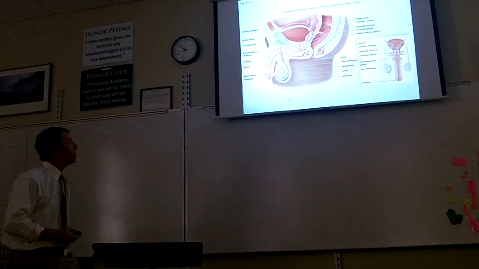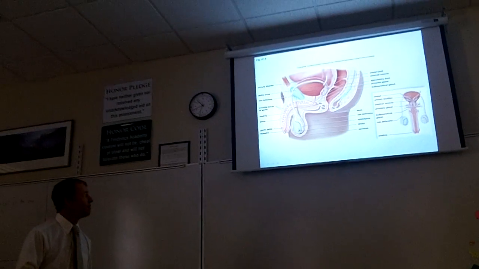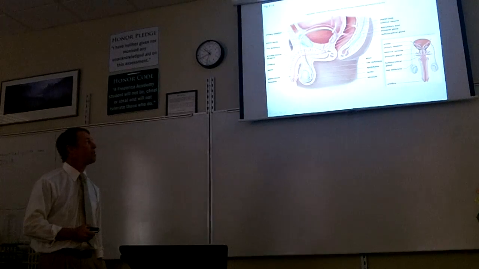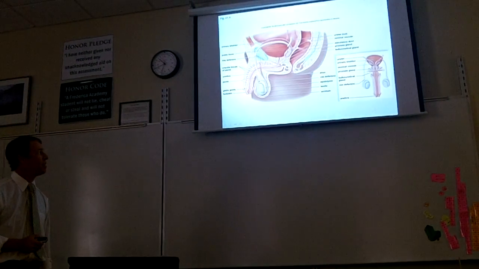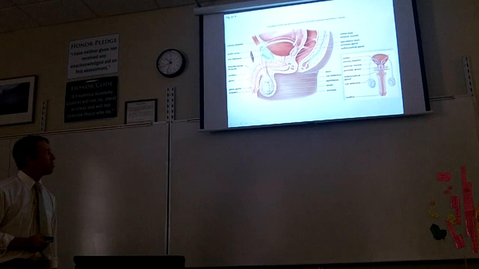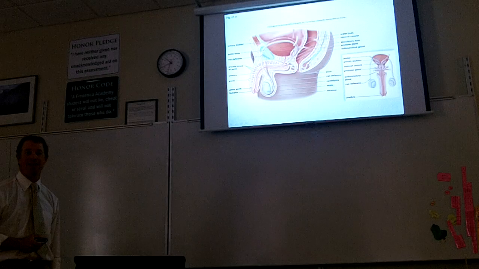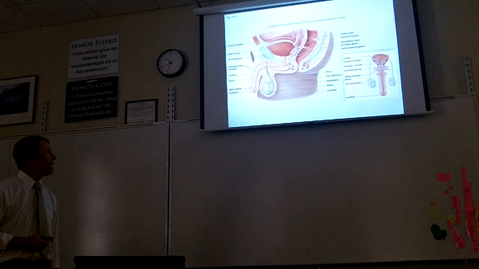This is the male reproductive system. The testes are where the sperm is made. The sperm aren't stored in the testes, though. They're stored in this thing. It's called the epididymis. And the sperm sit there, and remember, the sperm are haploid cells. They have half the number of chromosomes, because they're going to combine with the egg that has half the number of chromosomes.